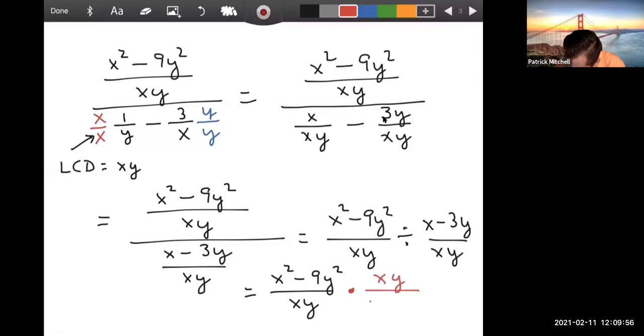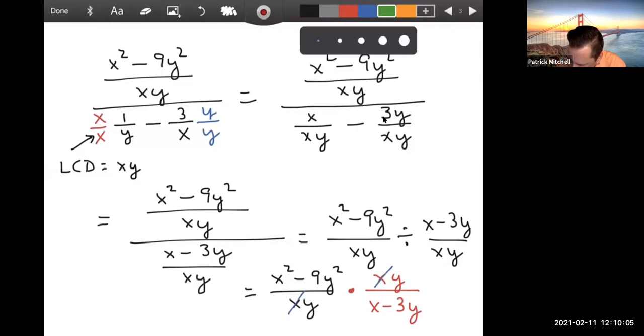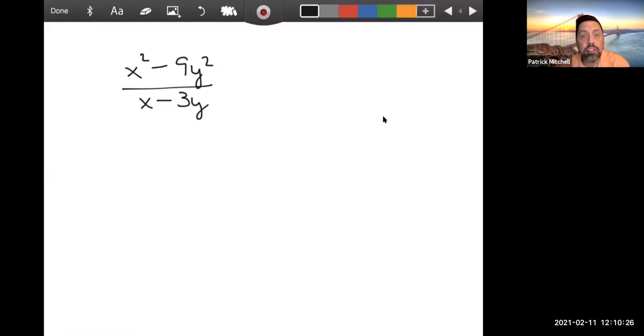xy over x minus 3y. All right, so now we can get rid of the x's and we can get rid of the y's. I could have just gotten rid of them both at the same time. All right, and now going over to the next screen, I'm left with x squared minus 9y squared over x minus 3y. So the only question now is, can we simplify that?